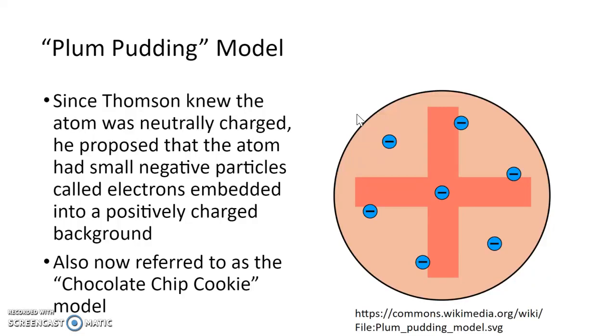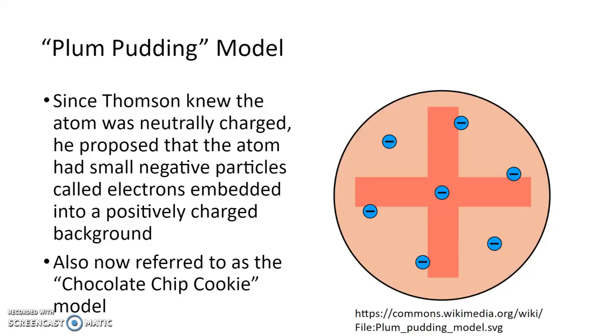he did his experiment. So he ends up proposing that the atom has small negative particles called electrons embedded into a positively charged background. That's what we have right here. We call it the plum pudding model because Thomson was British and it's a British dessert, and that's something kind of like the plums in the pudding. The electrons are sort of like the plums. But because a lot of people don't know what plum pudding is anymore, people will often refer to it as the chocolate chip cookie model as well, where the electrons would be like the chocolate chips, and the cookie part is like the positively charged background.